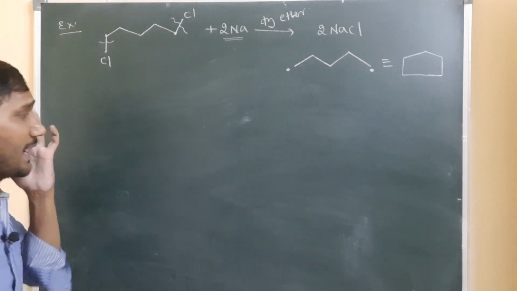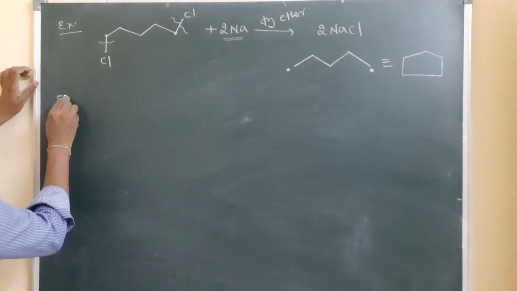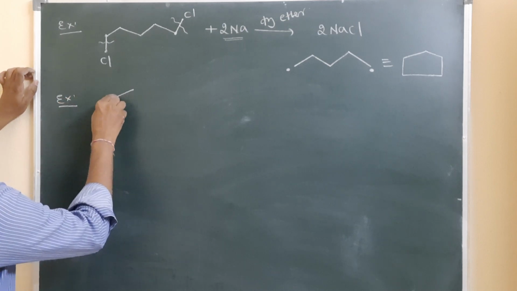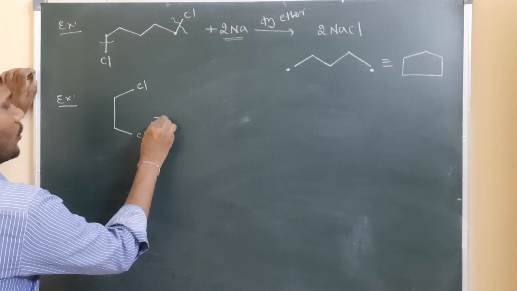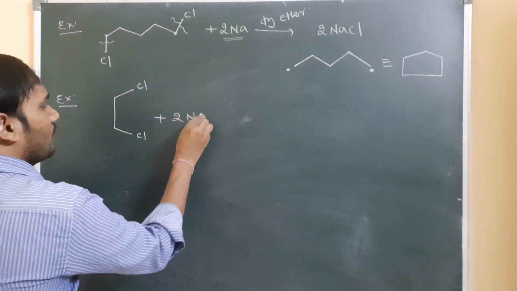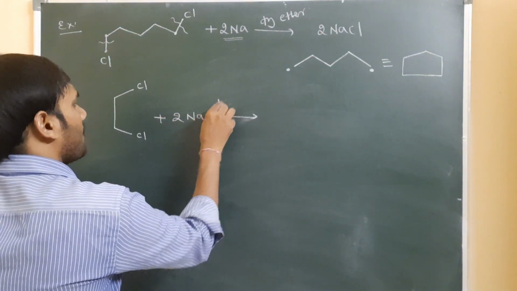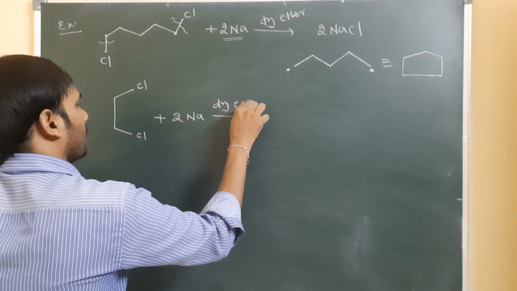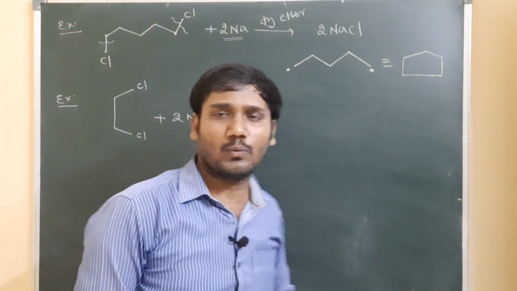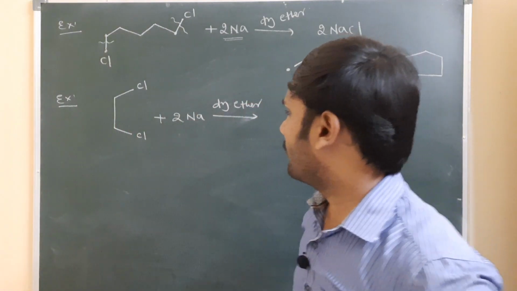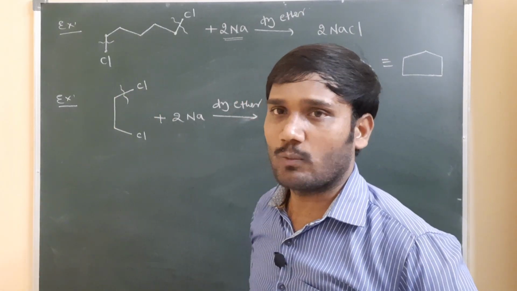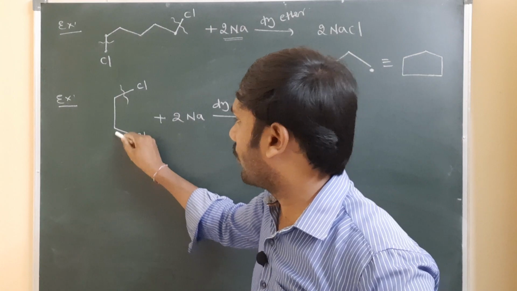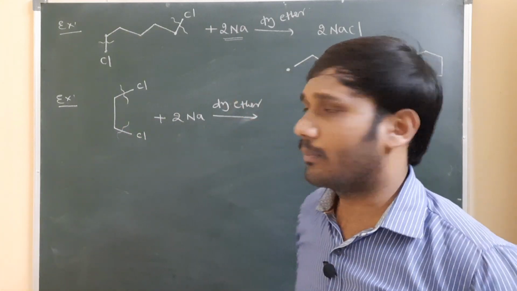So this is one example, and the second example will be discussed here. For example, this is a dichloro compound, with 2 atoms of sodium in the presence of dry ether as a solvent. What is the possible product? In the same way, one carbon to chlorine bond is there, and this bond breaks equally. At the same time, the other carbon to chlorine bond also breaks equally.